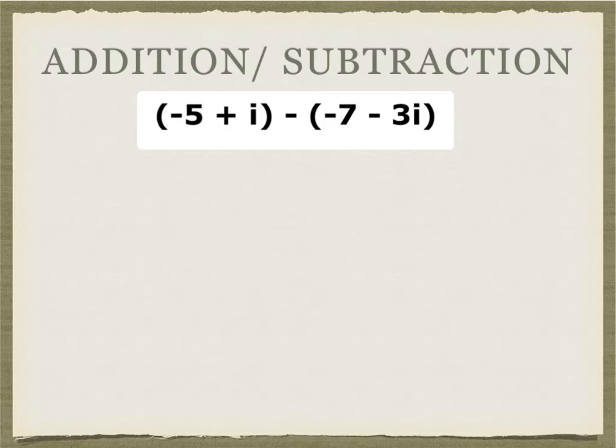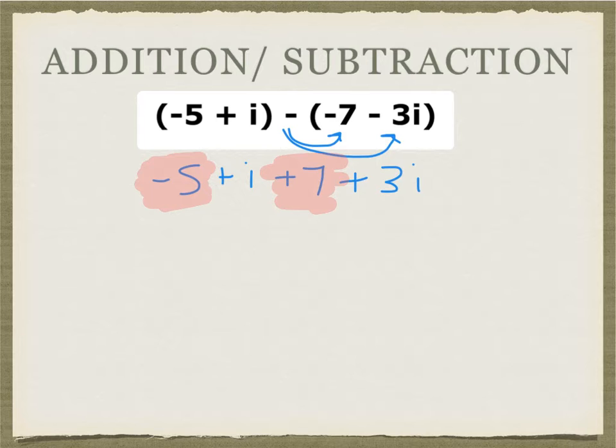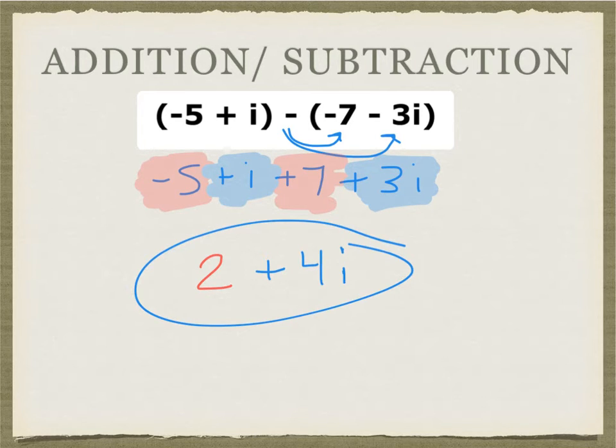Okay, so what do we do first here? You would do negative 5 plus i. The distribution of negative. We need to distribute the negative to the things in the parentheses that are directly touching it. So we have negative 5 plus i plus 7 plus 3i. What are the real numbers here? Negative 5 and 7. And what are our complex numbers? i and 3i. So when we combine the real numbers, we get 2. What do we get when we add i plus 3i? 4i. So 2 plus 4i is our answer.